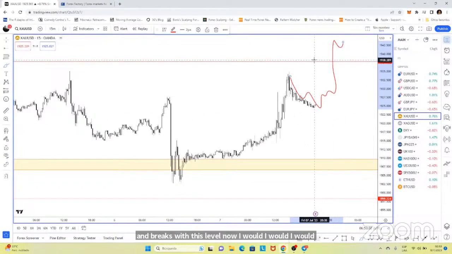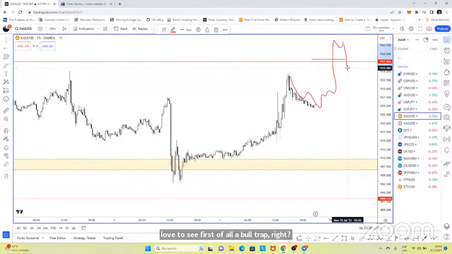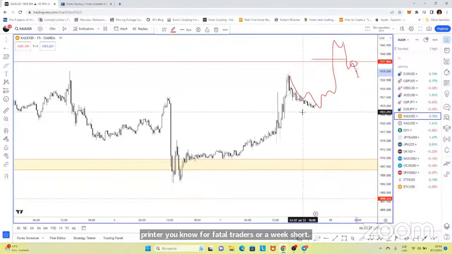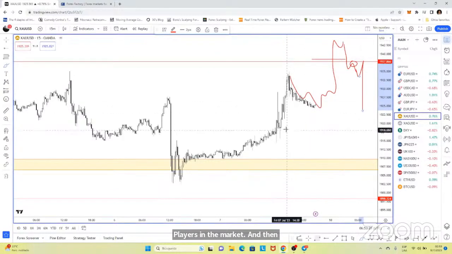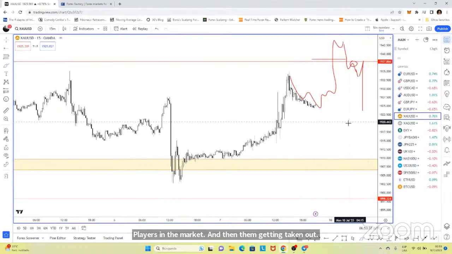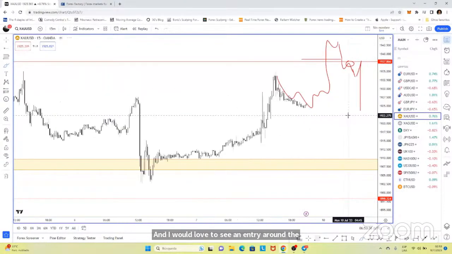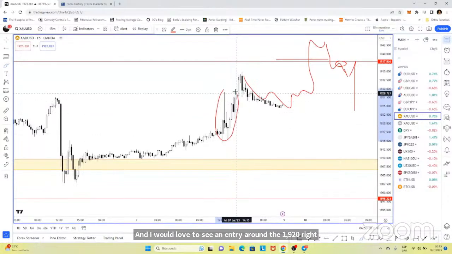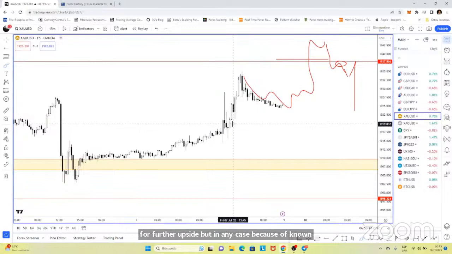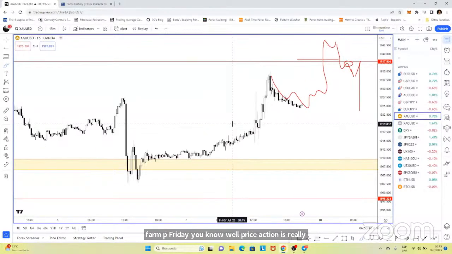I would love to see, first of all, a bull trap, right? Breakout traders getting trapped on the wrong side of the market and getting taken out. And then I would love to see a lower high printed, for fake out traders or weak short players in the market getting taken out. And I would love to see an entry around the 1920, right, for further upside. But in any case, because of non-farm payroll Friday, price action is really, really choppy. And because of how my entry model works, I am not seeing very clearly what to do.